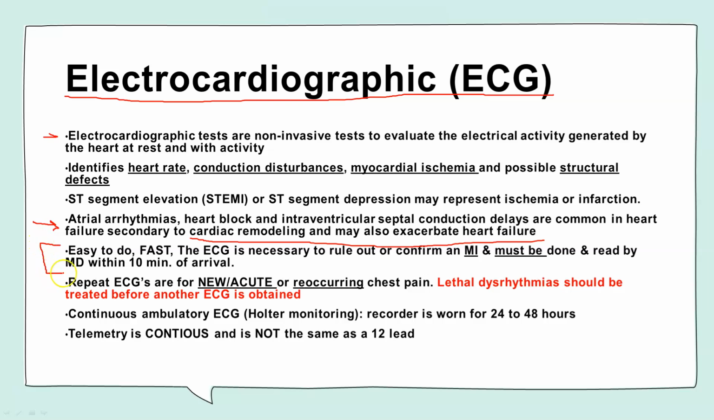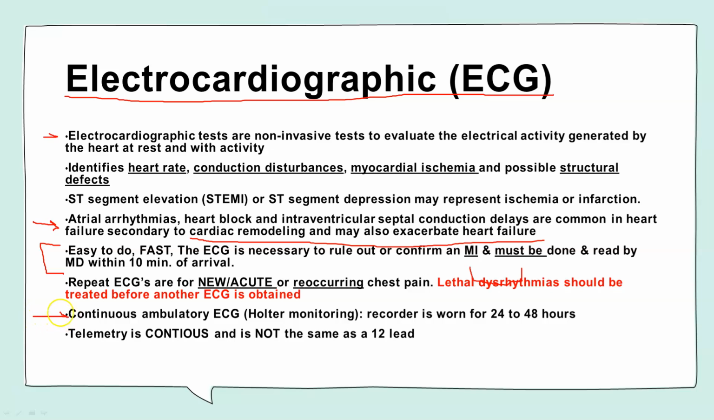The great thing about 12 leads is that they're easy to do. They're fast, unless, of course, the machine is acting funny. We need a 12 lead to rule out or confirm an MI. It must be done and read by an MD within 10 minutes of a client's arrival to the ED. We've talked about the fact that our 12 leads are for new, acute, or recurring chest pain. Of course, lethal dysrhythmia should be treated before another ECG is obtained.